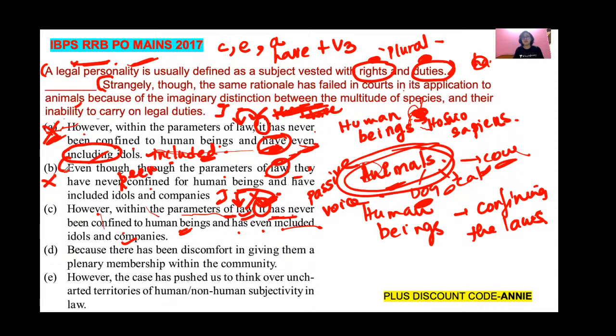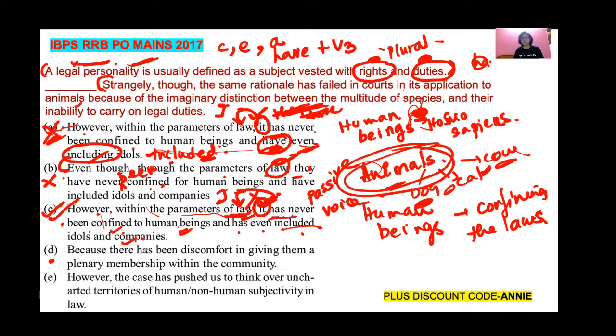B is wrong because this is an active voice. This has to be changed to passive voice. Okay, that's why B is wrong. And in C, if you see, however, within the parameters of law, it has never been confined. So this "it" is used for law, which is singular, has never been confined to human beings and has even included idols and companies. So this is the right answer.